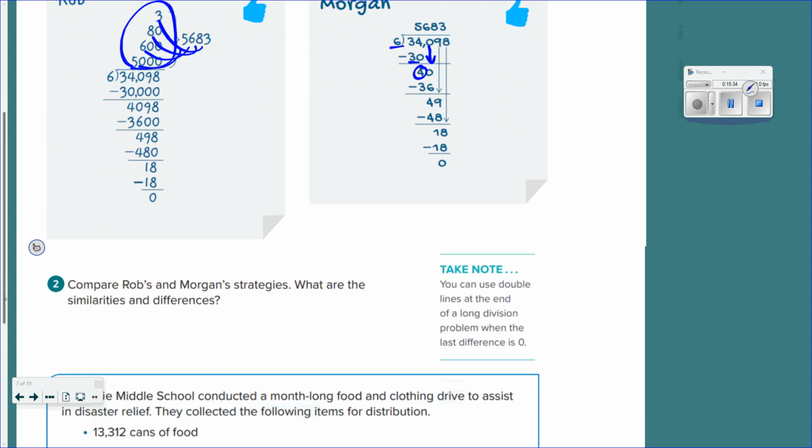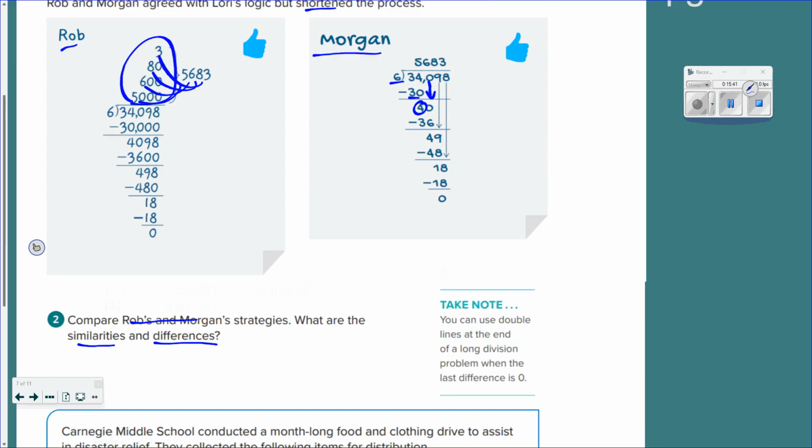So we compare Rob's and Morgan's strategies. What are the similarities and what are the differences? So if I look at Rob and Morgan, what similarities do you see? What differences do you see?